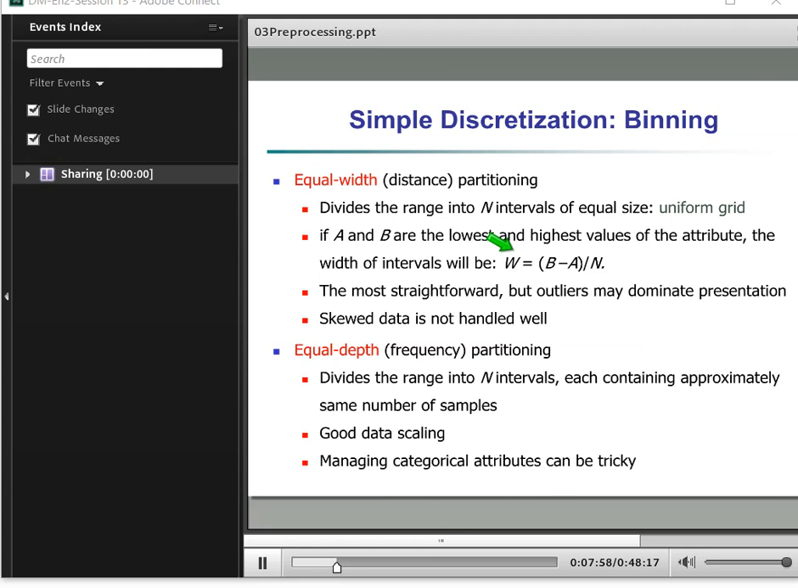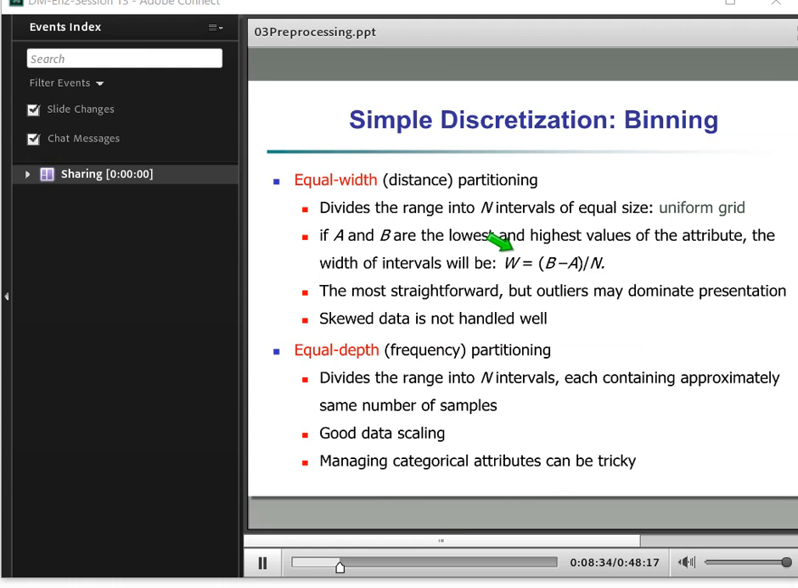This method is simple and straightforward, but for the cases that we have outliers in the data sets, or for the cases that the data is skewed to one side, left skewed or right skewed, this strategy has low performance.